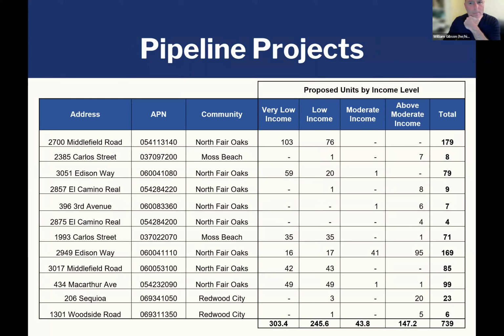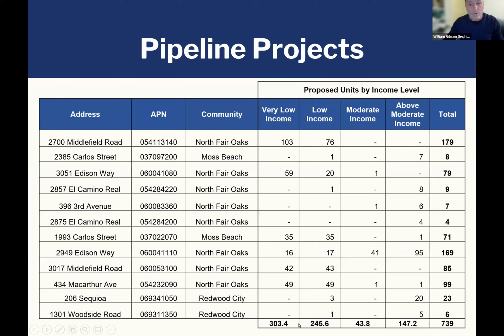Then we turn to the pipeline projects. You can see here, there are a number of them in North Fair Oaks, and the income categories are based on the actual projection, the actual proposed income categories in the projects themselves. And so we have in total 739 units in the development pipeline now. Of those, you can see 1, 2, 3, 4, 5, 6, 7, 8 are in North Fair Oaks. So it's a significant number.